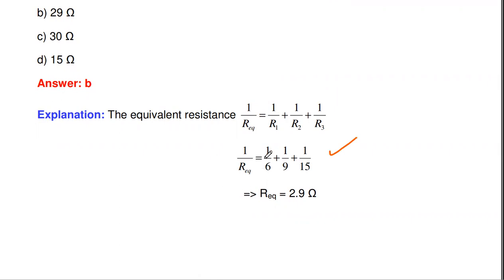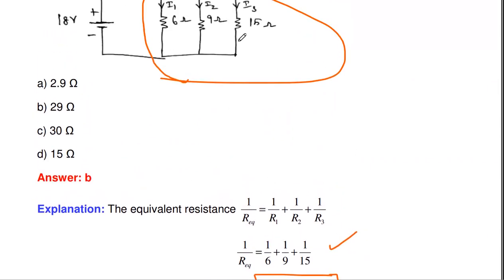After calculating 1 by R equivalent, you take the reciprocal. So we get the answer 2.9 ohms. Using a calculator, just calculate and check the answer. So the answer is 2.9 ohms.